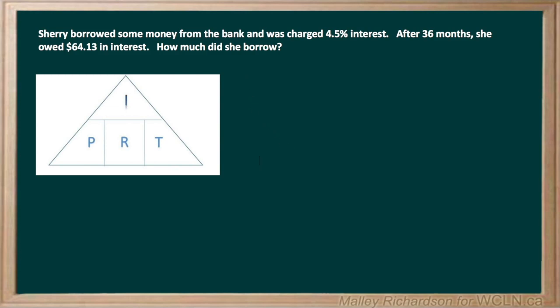We know that I is the interest that Sherry owes, and we can see in our question that she owed $64.13. So I is going to equal $64.13. And we know that P is our principal, or the amount that Sherry borrowed from the bank. But the question asks for how much money she borrowed, so that means P is going to be our unknown and what we're solving for.